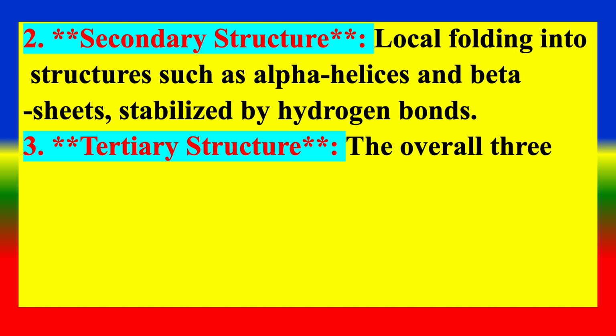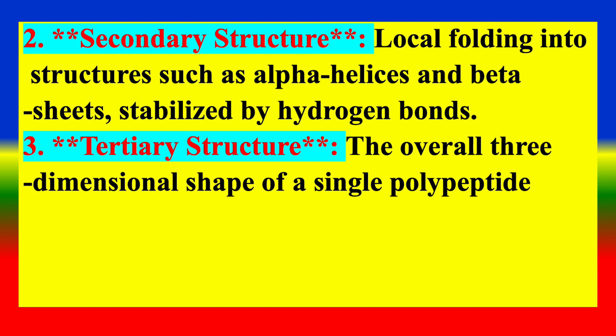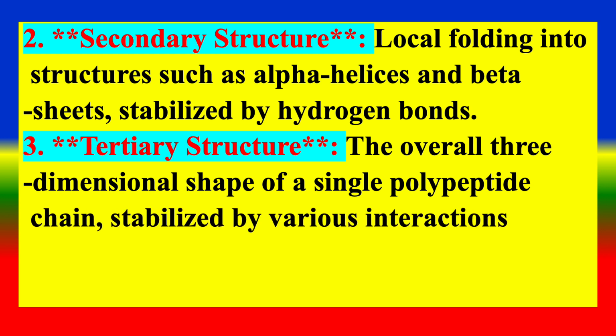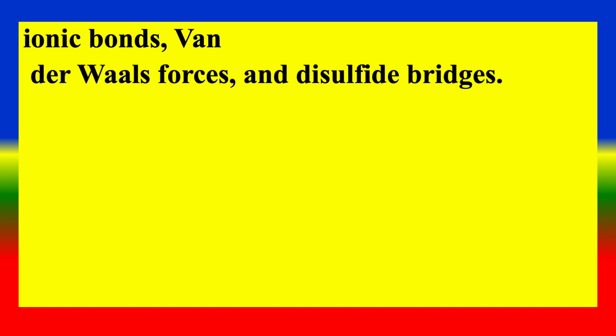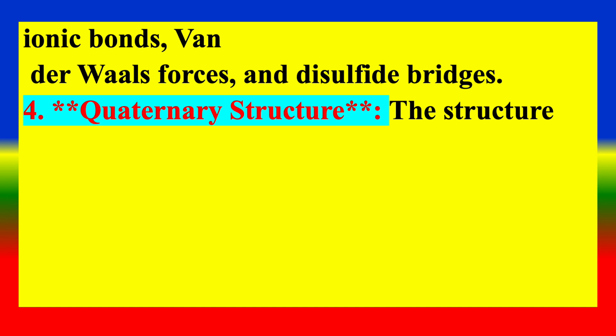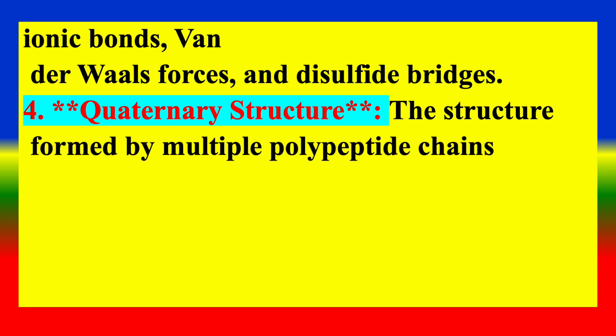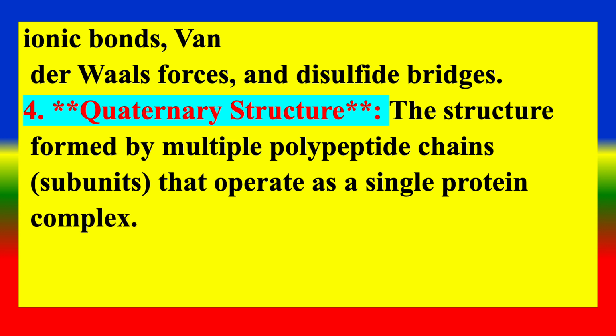Third, tertiary structure is the overall three-dimensional shape of a single polypeptide chain, stabilized by various interactions including hydrogen bonds, ionic bonds, van der Waals forces, and disulfide bridges. Fourth, quaternary structure is the structure formed by multiple polypeptide chains that operate as a single protein complex.